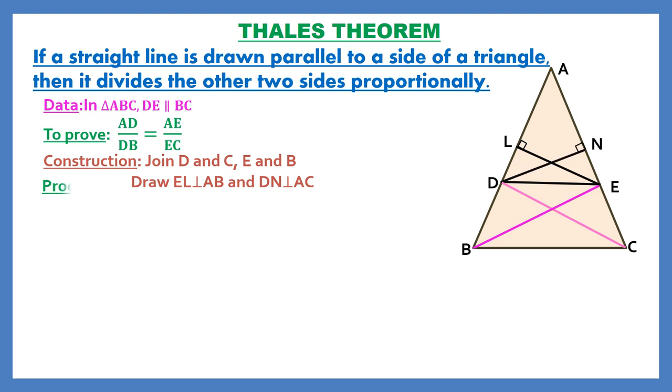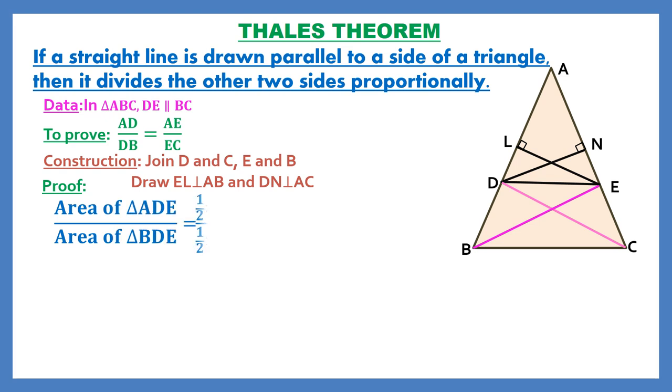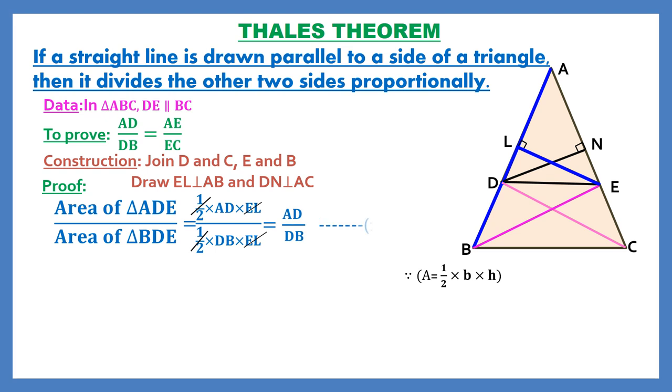Now, the next step is proof. Dear students, I hope you have the knowledge of area of triangle is equal to half into base into height. So according to this formula, area of triangle ADE is equal to half into base AD and the height is EL, and area of triangle BDE is equal to half into base DB, then height is EL. Cancel the similar terms. We get AD by DB, call it as equation 1.